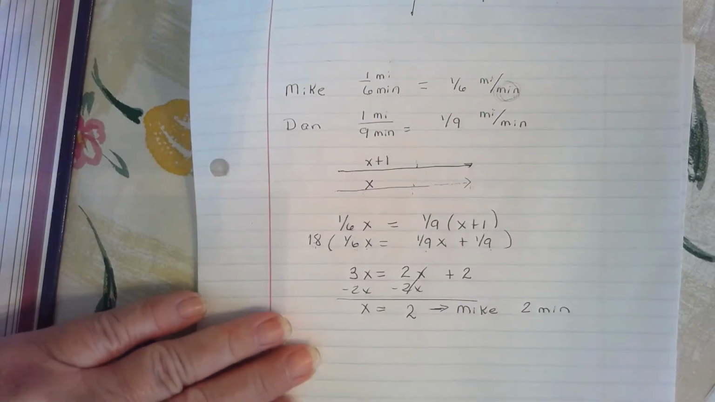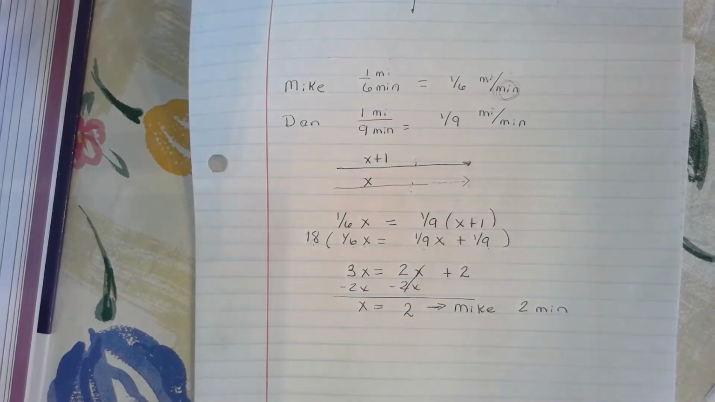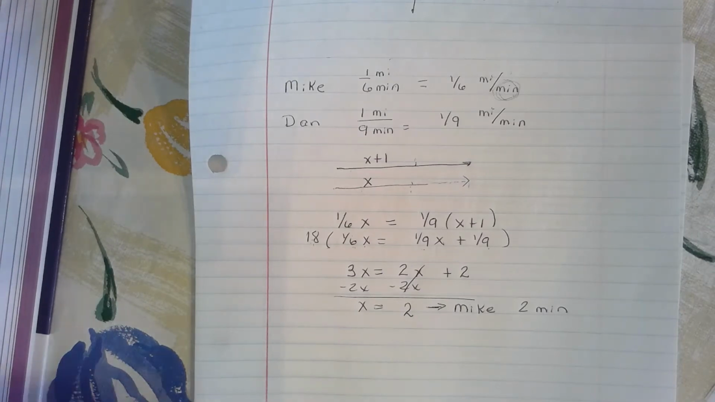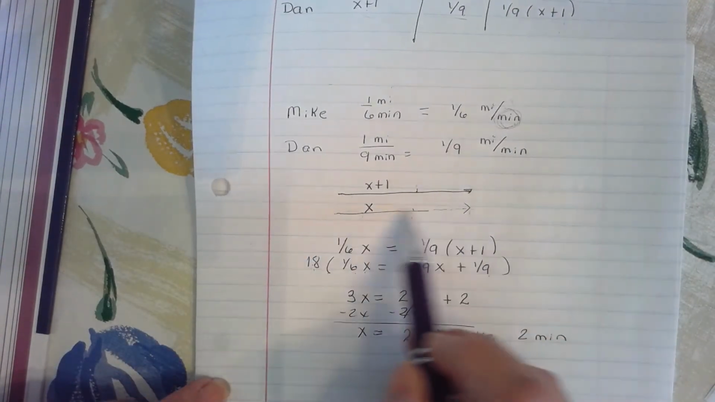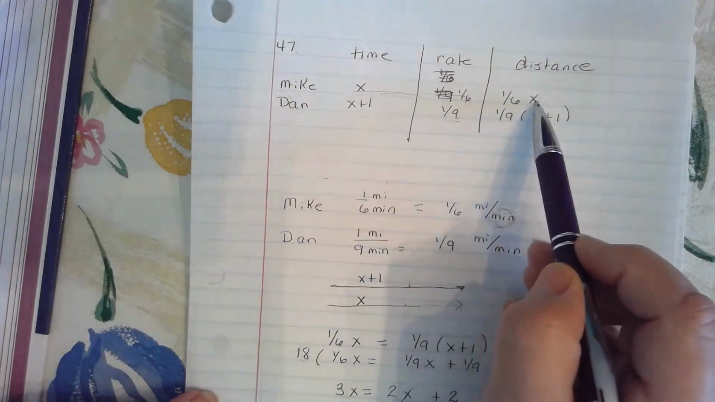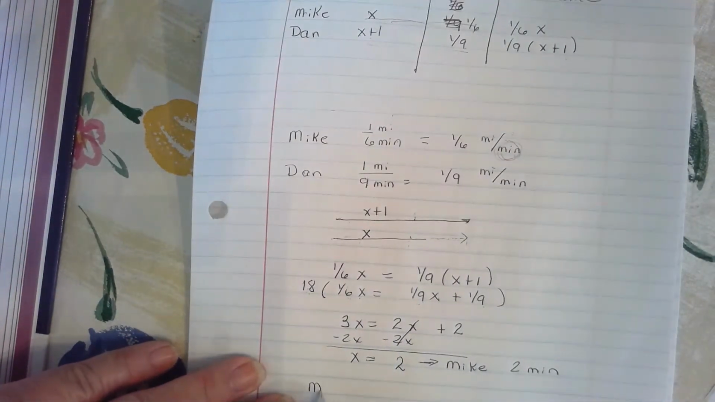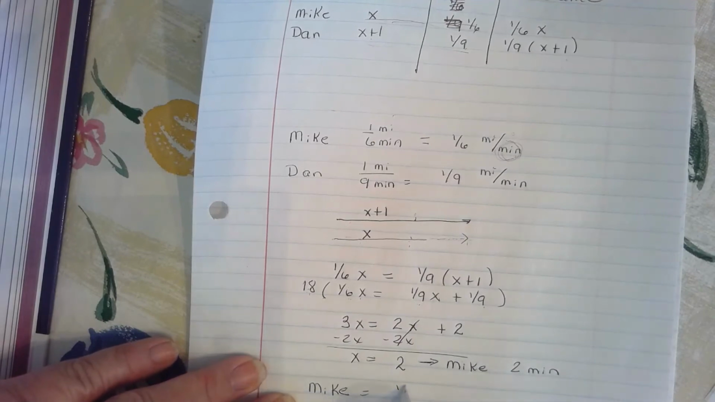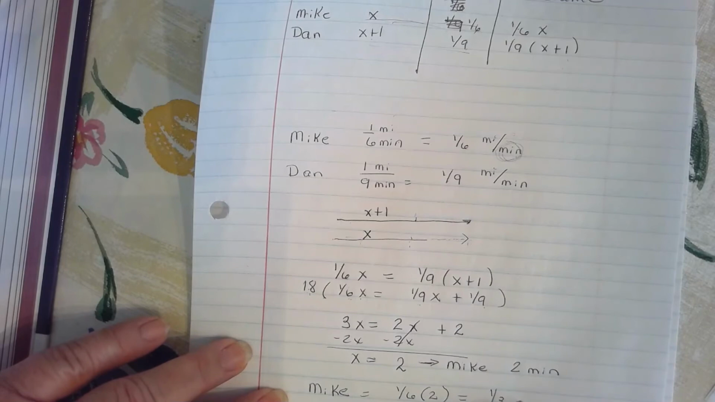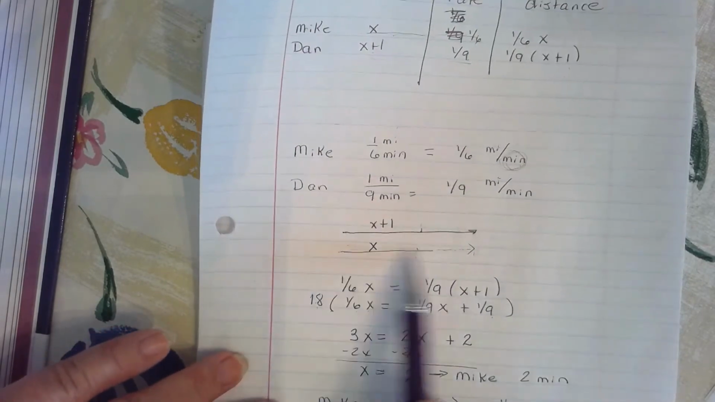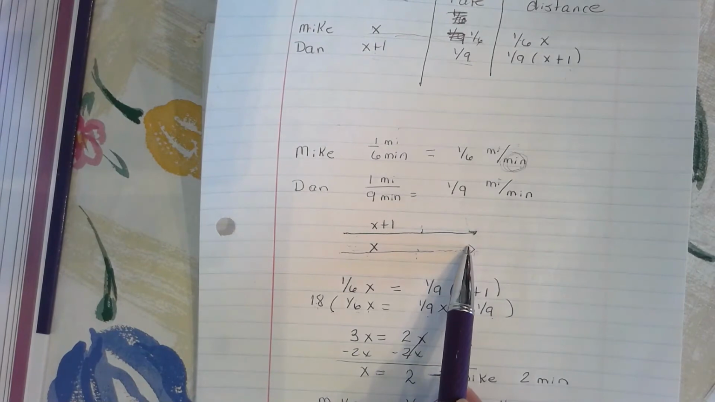Alright, now I need to go back to the problem and see what the question was. The first question is, how far from the start will Mike pass Dan? In other words, how far will he catch up with him? So that's asking me for a distance. And to find distance, you multiply the rate and the time. So Mike's distance, since his rate was 1/6 and his time was 2 minutes, 2 times 1/6 is 1/3 of a mile. So after he runs 1/3 of a mile, he will catch up with Dan.